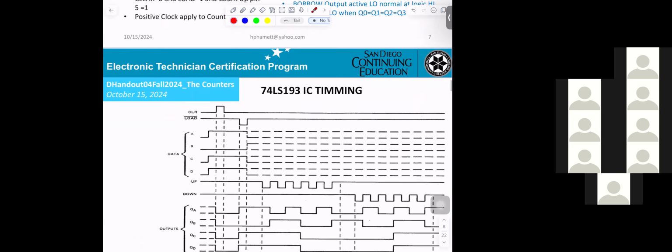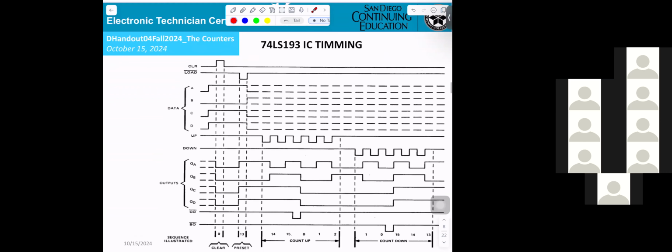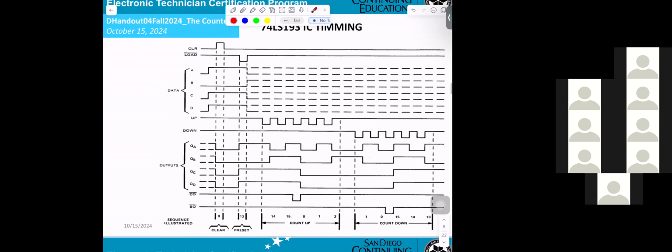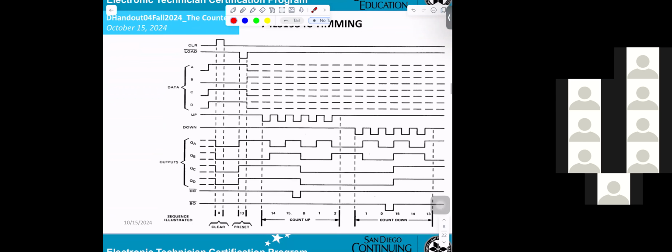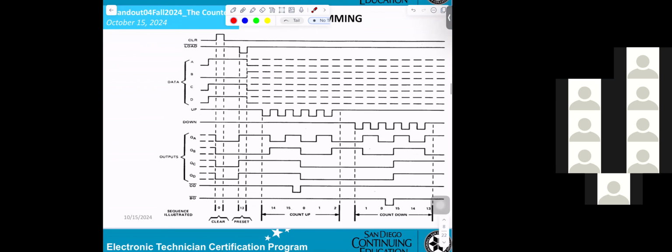We'll see in here. Try to understand that one. Normally you will be pressured when you're working in a company. When you get an IC you don't understand, go to Google and type the name of the IC. They tell you everything.